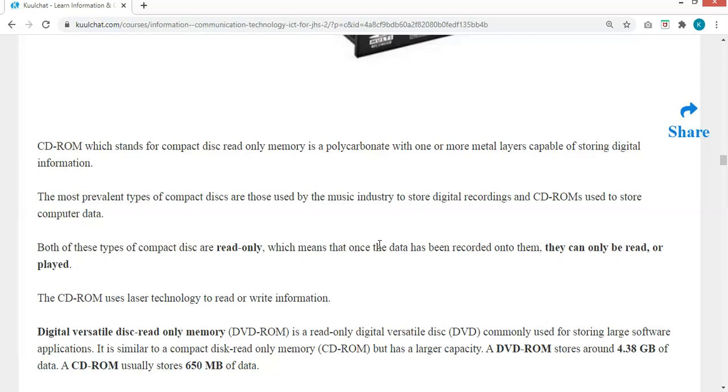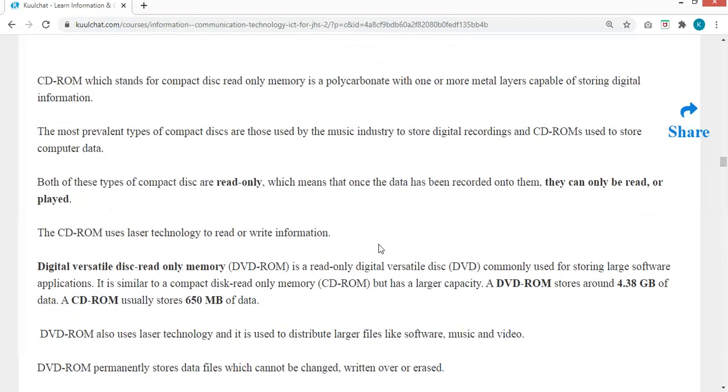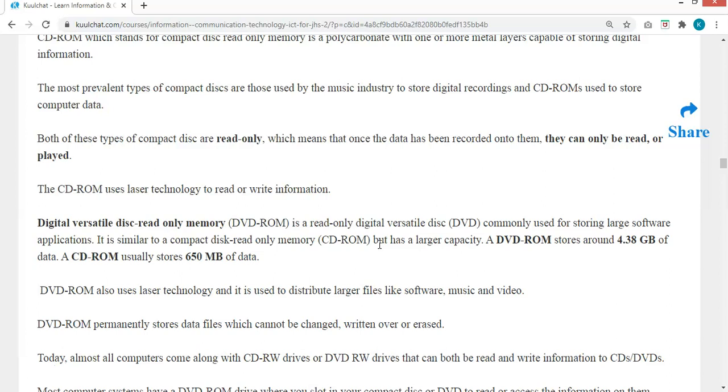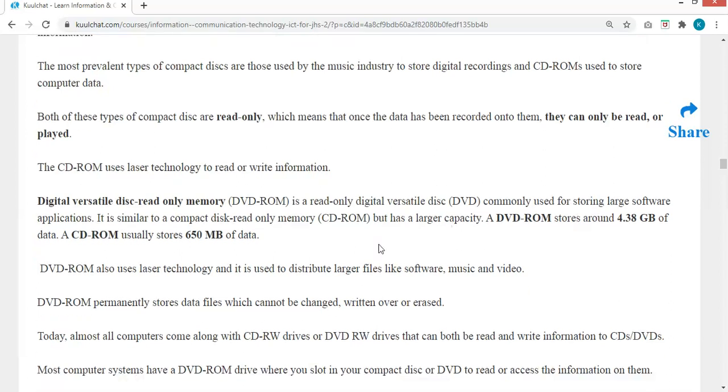So CDs are still being used by the music industry, and some application software is also stored on them for you to be able to install on the computer. Both of these types of compact discs are read only. That's why it is called read only memory, which means that once the data has been recorded onto them, they can only be read or played. The CD-ROM uses laser technology to read or write information.